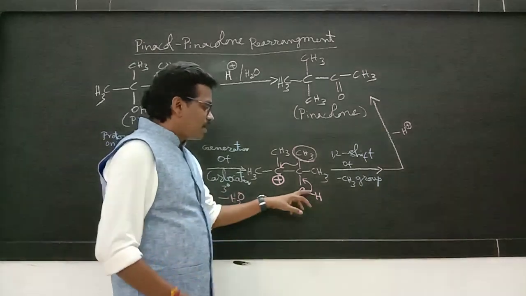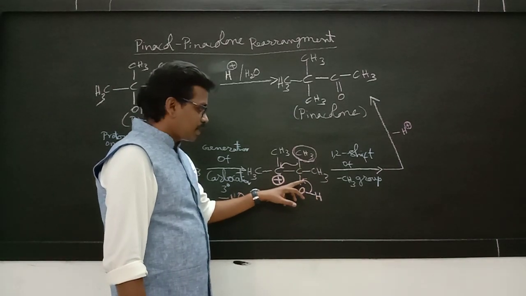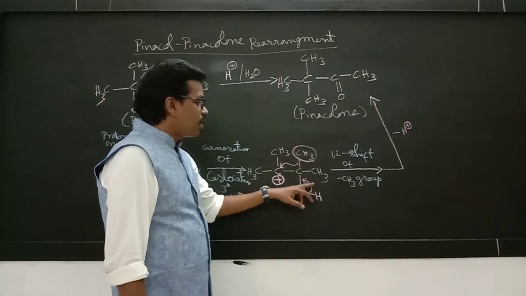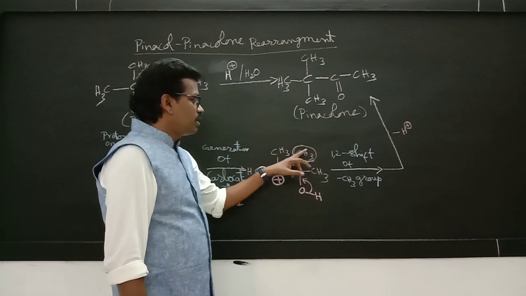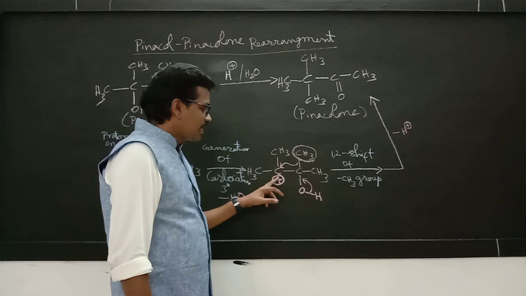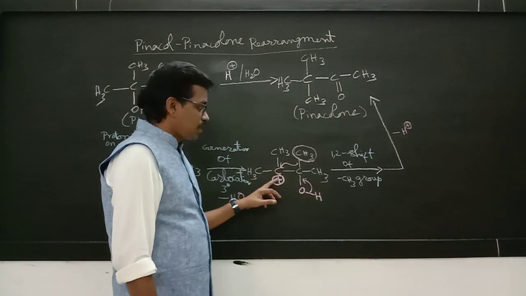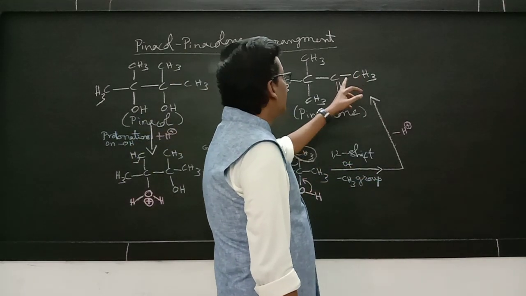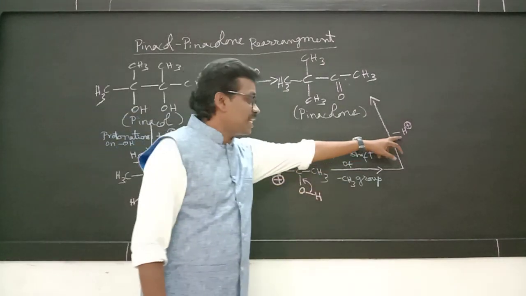So there, what is happening? The second OH group plays a vital role and it loses one H plus ion, and then the bond is migrated towards the carbon atom. Simultaneously, the methyl group from the first position to the second position is migrated via a 1,2 shift. So what is happening? We are getting the product, that is Pinacolone, by the loss of one H plus ion.